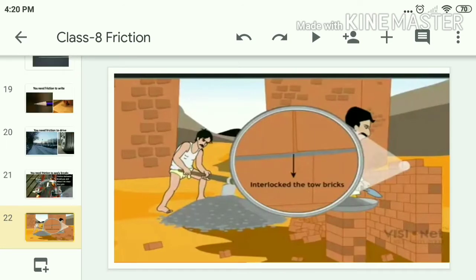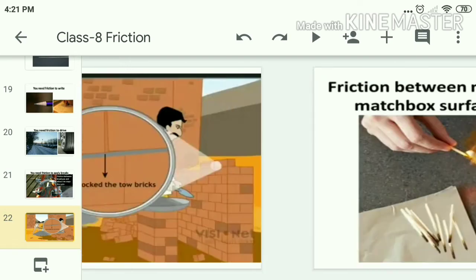Not only in these situations, we can observe friction even in construction. Because of the interlock between the bricks, you are able to construct a building or any structure. Here also, friction helps in construction.